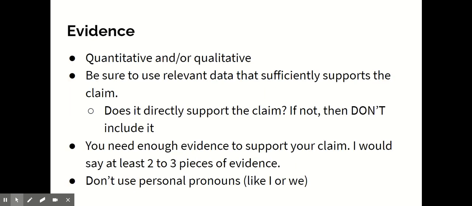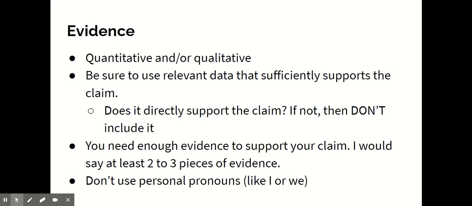So your evidence can be quantitative and it can be qualitative, and it's something that you collected in your experiment, some data that you collected. That could be observations that you made. You need to make sure that you're using relevant data. If it's not relevant, if it's not supporting your claim, don't include it in your paragraph. So be sure that it's relevant, and that it sufficiently supports your claim. Does it directly support the claim? If not, don't include it.